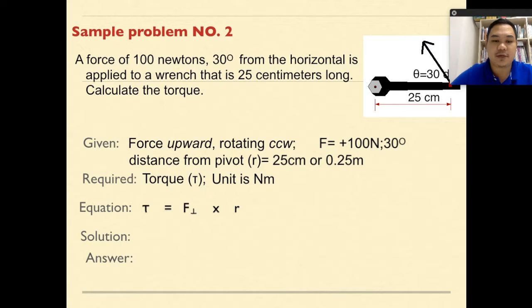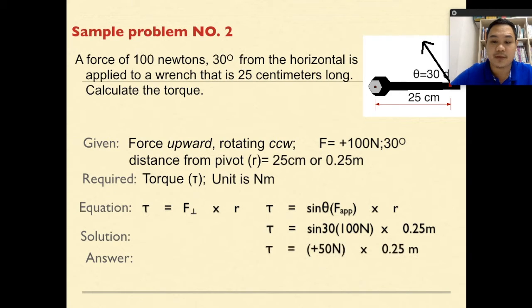So here's our formula. We have the torque equals force perpendicular times R. Since the force perpendicular is equal to sine theta multiplied by F up, we have now this formula. Plugging in the values, we have sine 30 degree times 100 Newton times 0.25 meter. And sine 30 is 1/2, multiplied by 100 is positive 50 Newton, times 0.25 meter. And therefore, it will give us an answer of positive 12.5 Newton meter. We have to take note that it is positive since it is rotating counterclockwise.